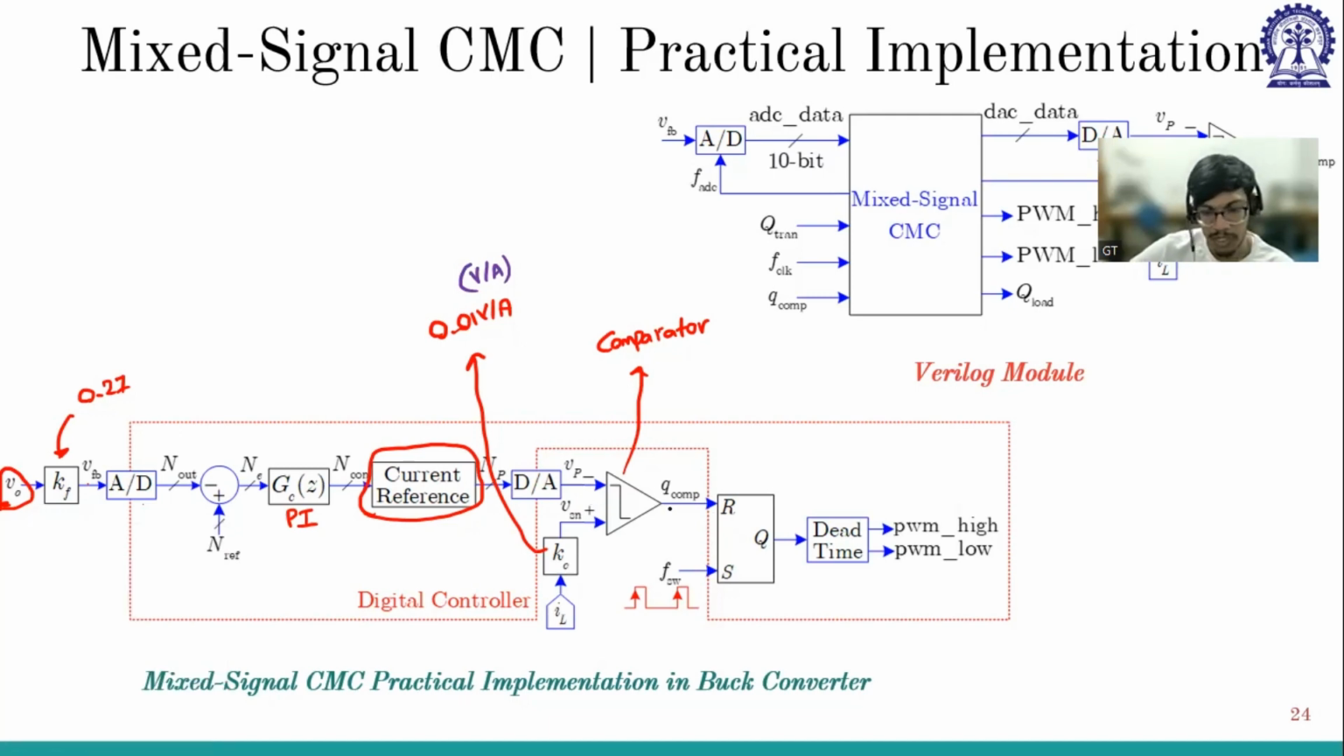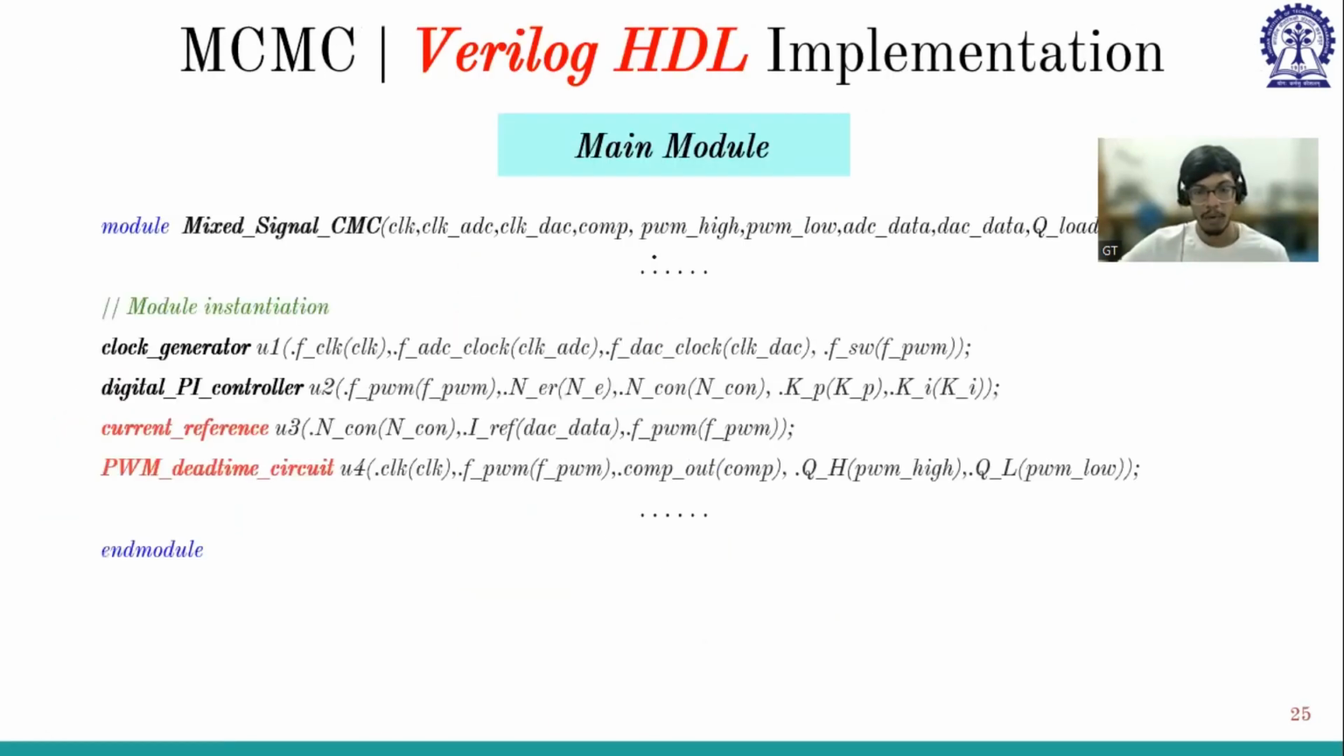And the output is the Q comp reset pulse. Again, only this part is the analog part. The rest of the part is digital. And this is fixed frequency. So this is the set pulse and dead time, PWM high, PWM low. So this is the main module as we had discussed.